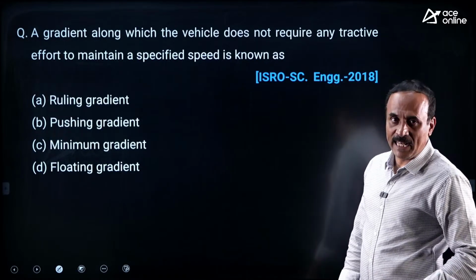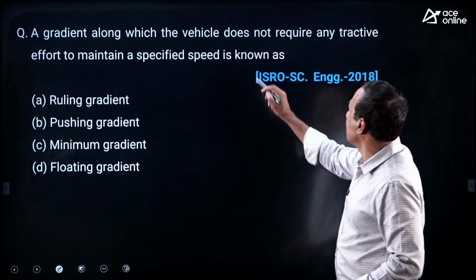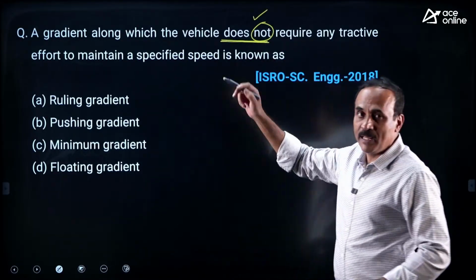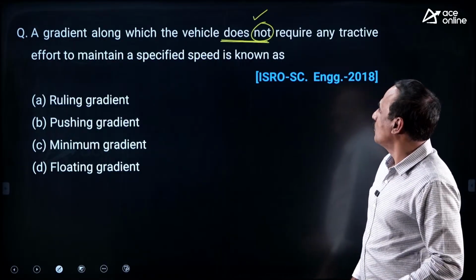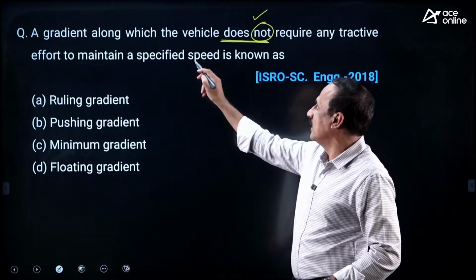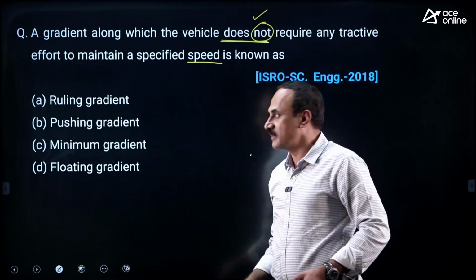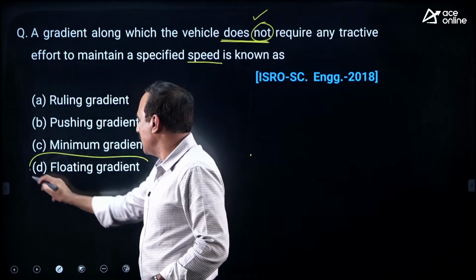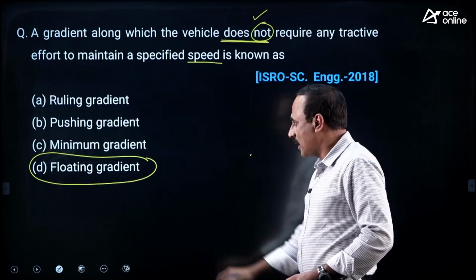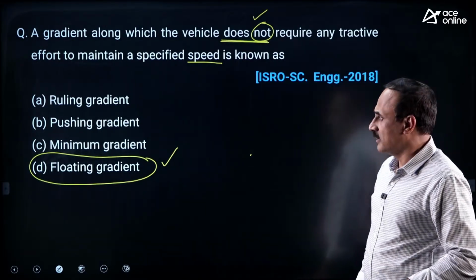Now, see this theory question, read it and give me answer. Gradient along which the vehicle does not, be careful about it. Gradient along which vehicle does not require any tractive effort to maintain specific speed. Without any power of engine, vehicle still maintains the constant speed is called. Anybody given comment? Yes, your comments are correct. Answer is option D, Arvind. Correct, it's correct.